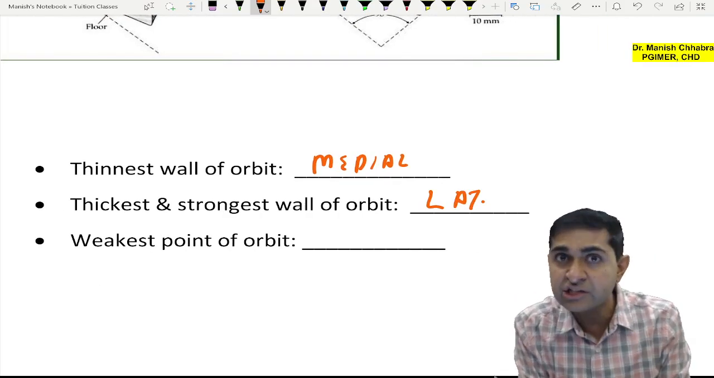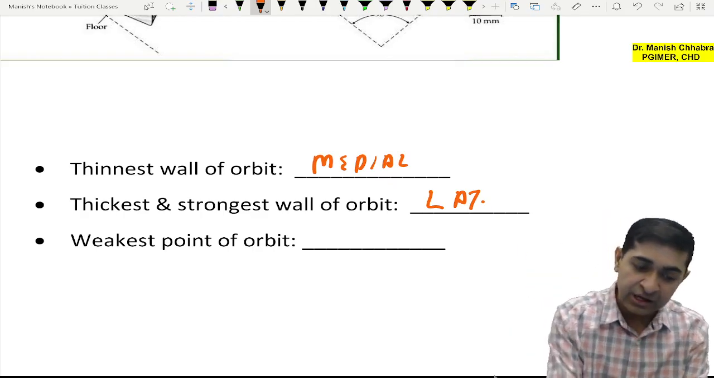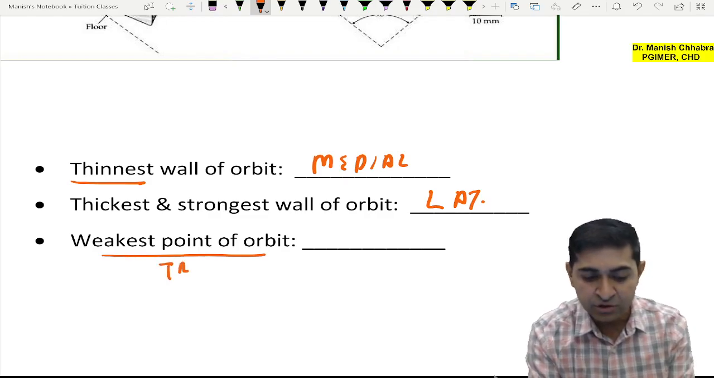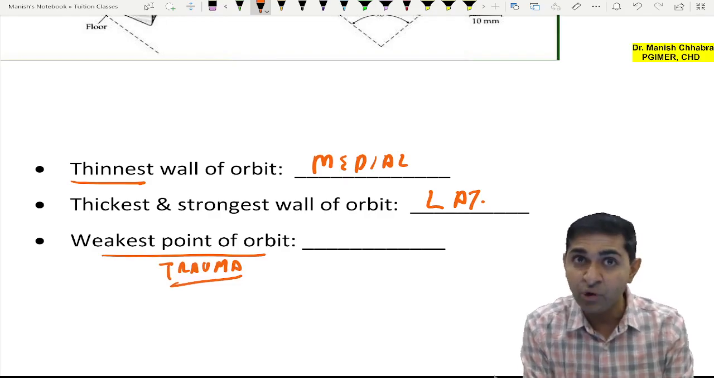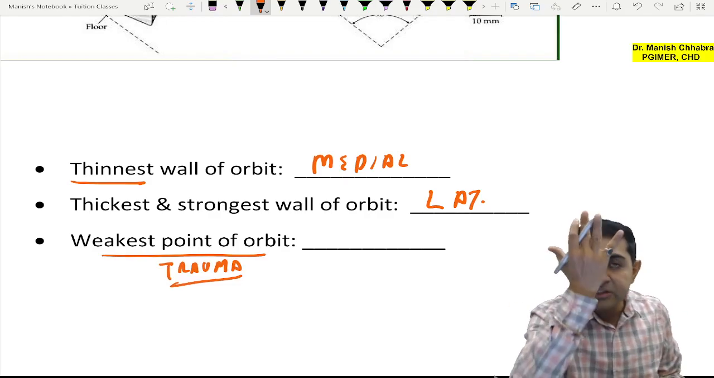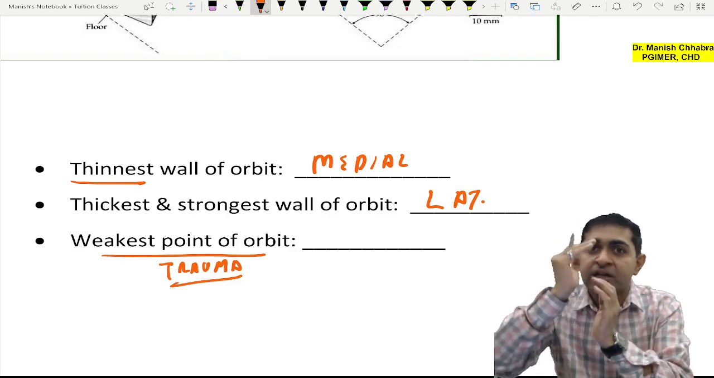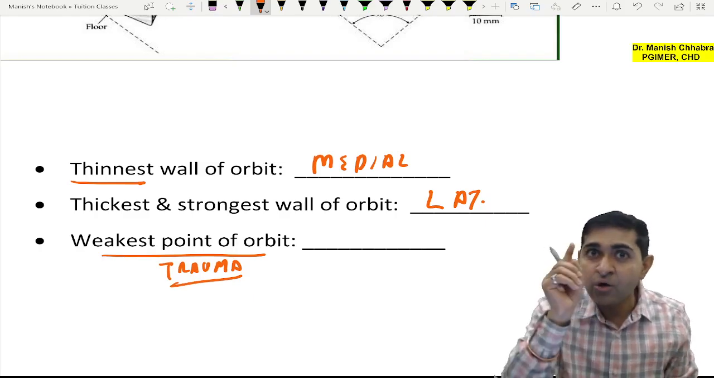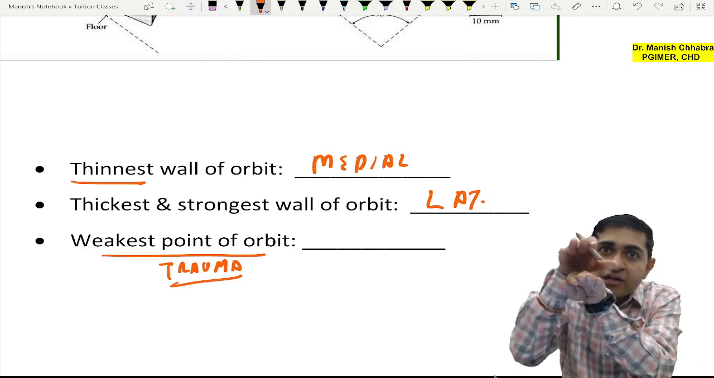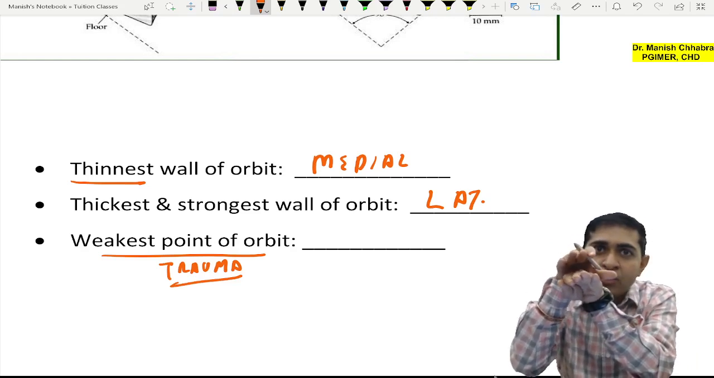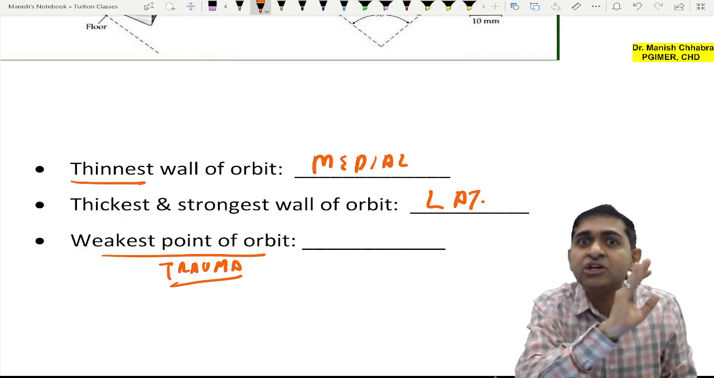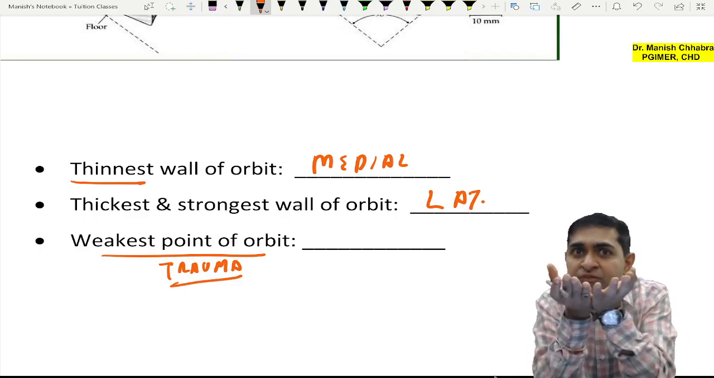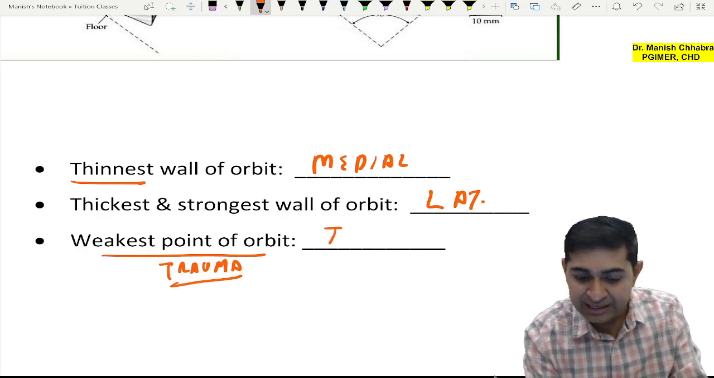Now if I may ask you, which is the weakest point of the orbit? Don't think that the thinnest will be the weakest. No, my dear friends, we are talking in terms of any trauma. The weakest point is going to give way. Whenever trauma hits the eye, there is compression of the eyeball such that the superior part hits the superior wall of the orbit and the inferior part hits the inferior wall. Now the frontal lobe lies over the superior wall of the orbit, while just underneath the inferior wall there is nothing, just air and sinuses. So there is easy disruption of the inferior wall. So the weakest point of the orbit is the inferior wall.